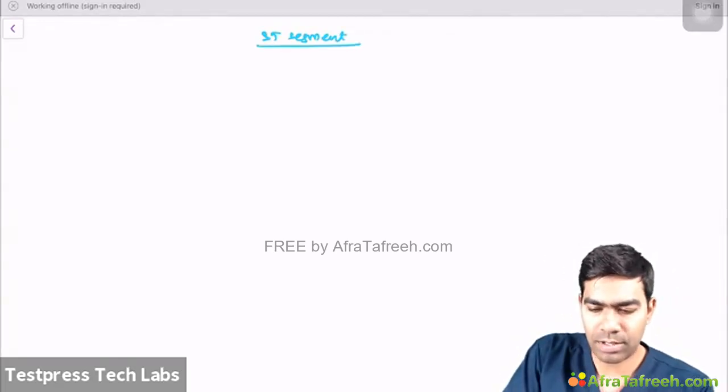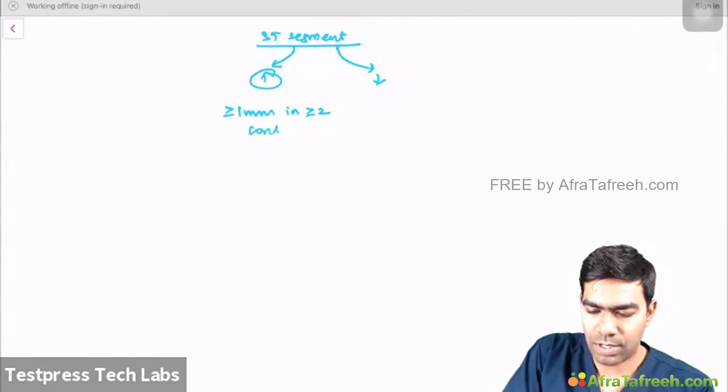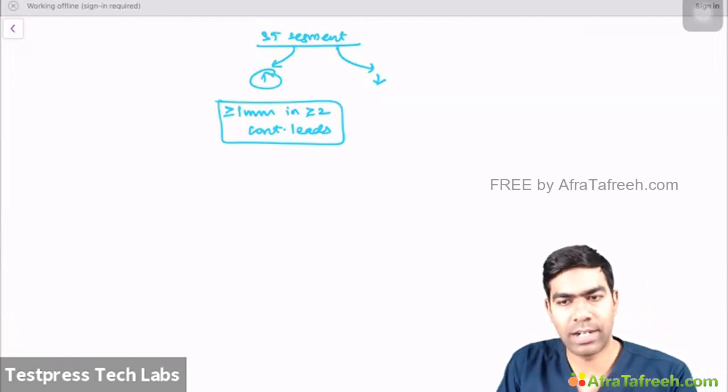ST segment, basically you can tell it can be elevated or it can be depressed. Elevation we know is at least more than 1 millimeter in at least 2 anatomically contiguous leads. And we know the exceptions as well. I'm not going to tell once again. If you want to tell, I'll tell.